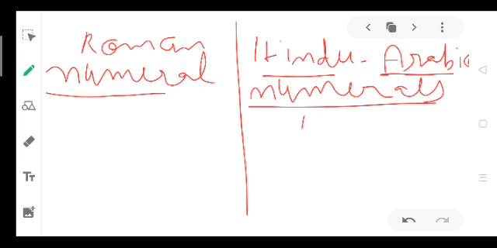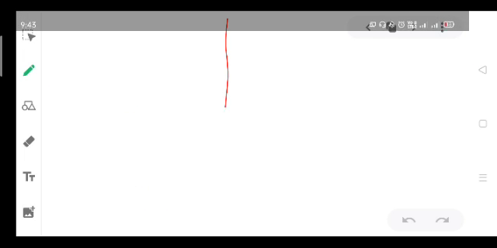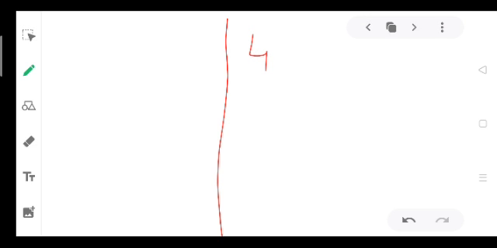First, Hindu Arabic 1, and Roman numeral for 1 we write I. Then for 2 we write 2 times I. For 3, 3 times I. Now for 4, you will say, ma'am, then we will write 4 times I. But no, this is wrong.